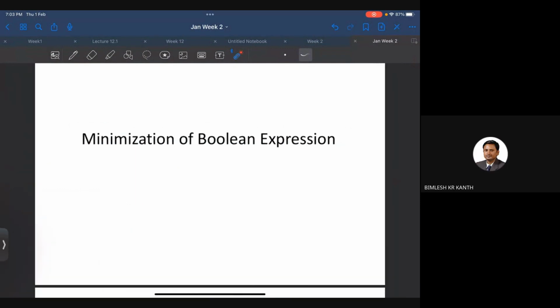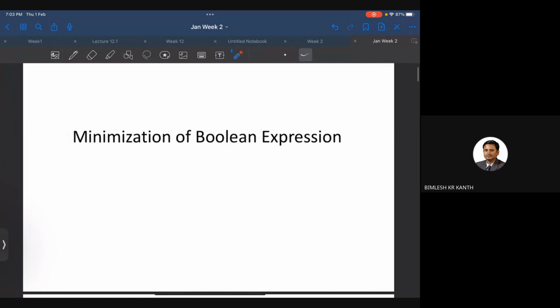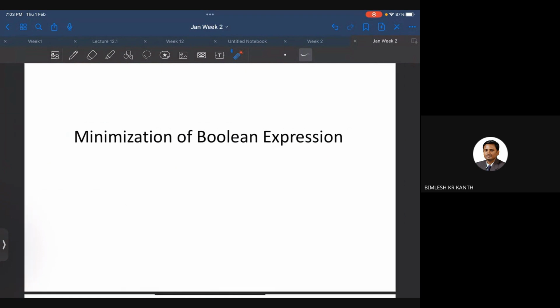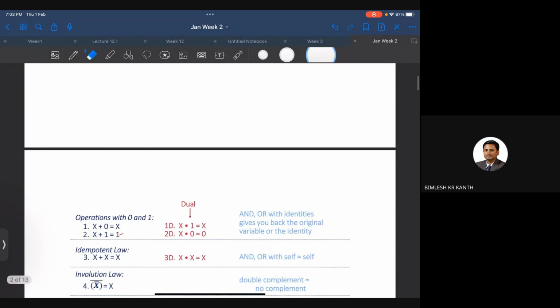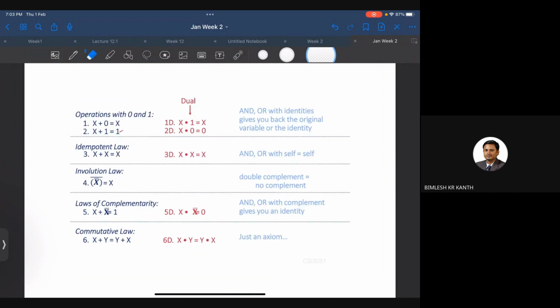Minimization of Boolean expression. So today we'll see how you minimize a Boolean expression, and we'll solve some problems also. First there are certain rules: if you do x or 0 then it will be x, and x dot 1 equals x. x or 1 will be 1, and x dot 0 will be 0, right?